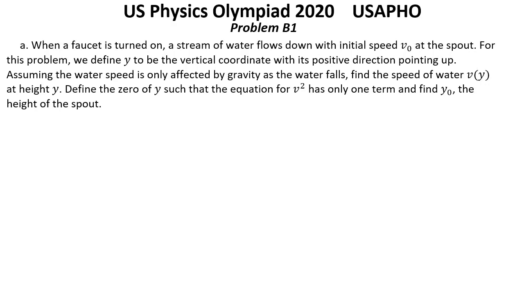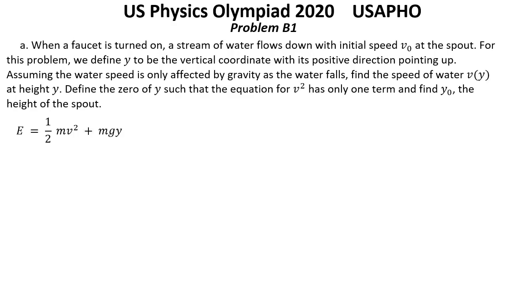Solution for problem B1. Question A. We can use energy conservation to answer this question. For a bit of water with mass m, the total energy E is the sum of the kinetic and the gravitational potential energy. E equals 1/2 mv² plus mgy.